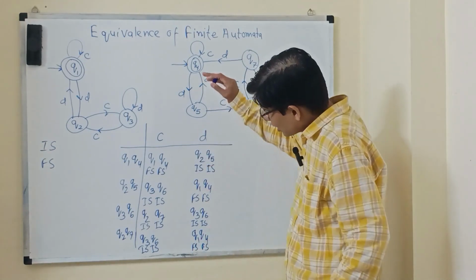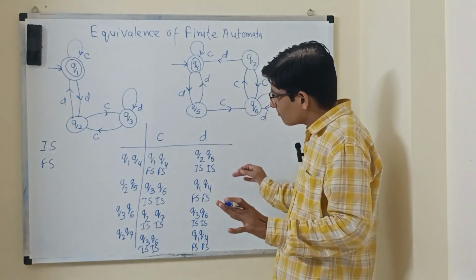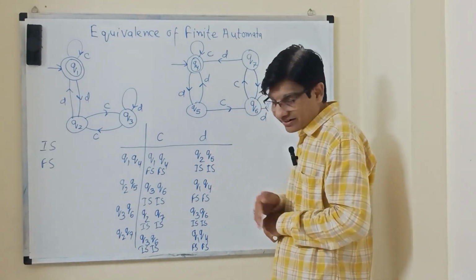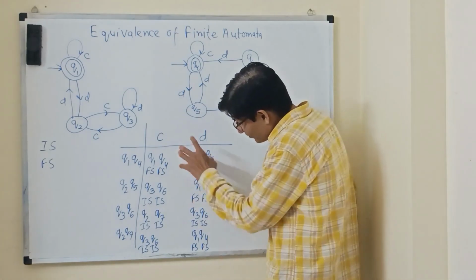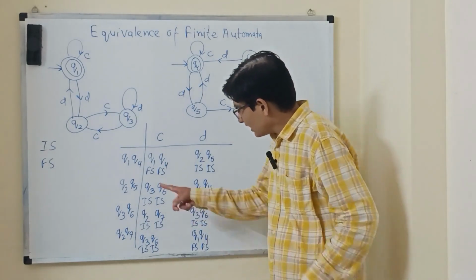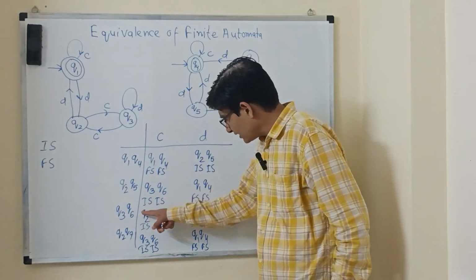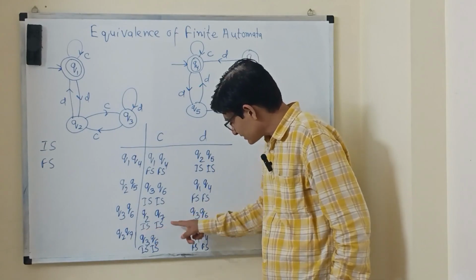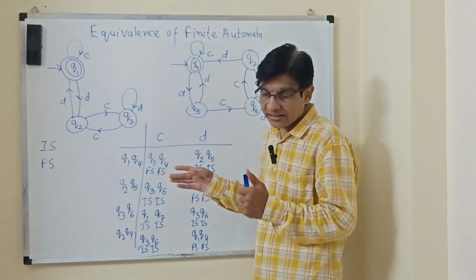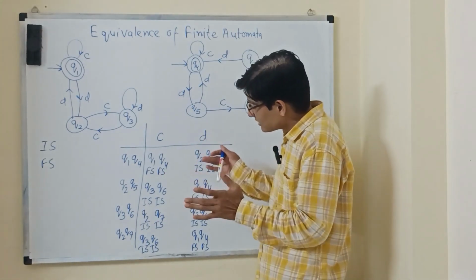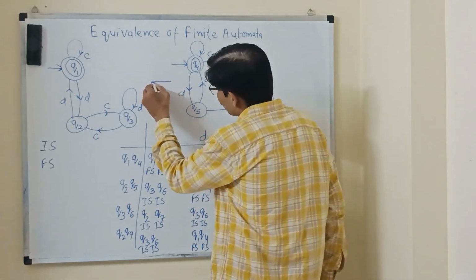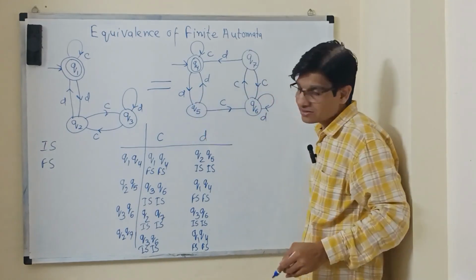Now you can see we have considered all the states, and now no new states are being created. And we have got all matching pairs here: FS-FS, IS-IS, IS-IS, FS-FS, IS-IS, IS-IS, IS-IS, FS-FS. So that means all matching pairs are there, and no new states are remaining now. So we can declare these two are same. These two are same.